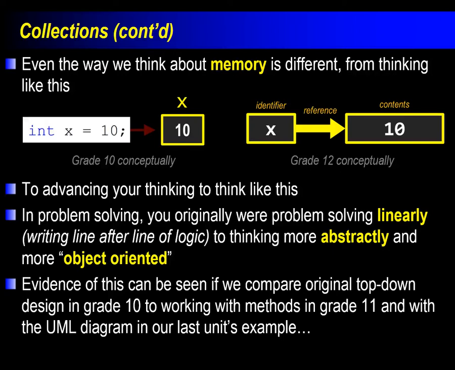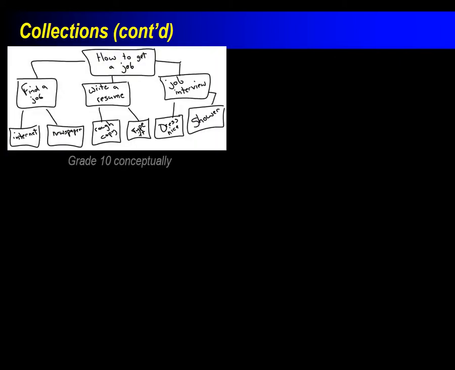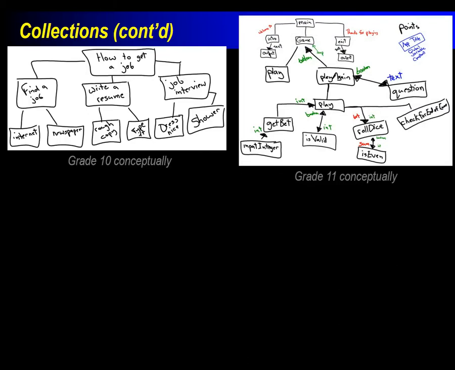Even diagrams have evolved. So I want to show you an example of that. Here's a diagram from grade 10. You may remember it from our first unit in grade 10, how to get a job. And I said this is something called a top-down design. And at the time it just seemed like a kind of fluff assignment that you were doing in grade 10. But by grade 11, I was using some version of that to help you solve certain problems. This is an example of that roll dice program, and it was kind of a flow chart and kind of a top-down chart together. There were arrows in there.